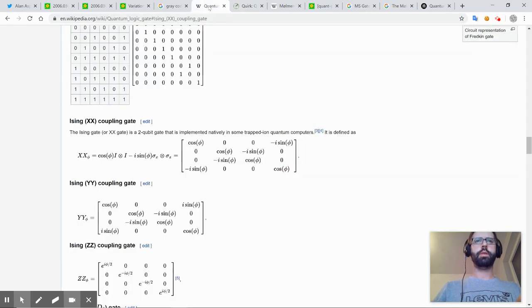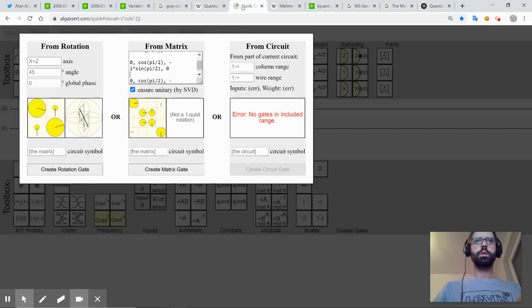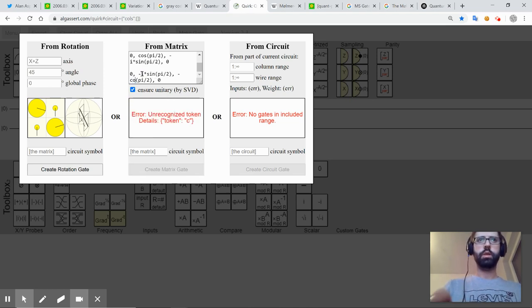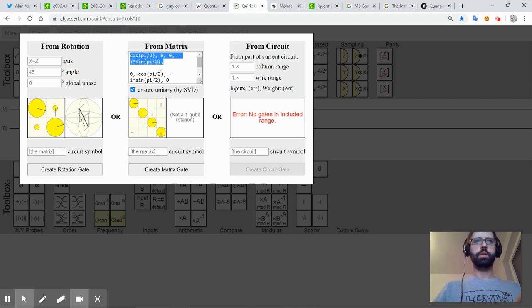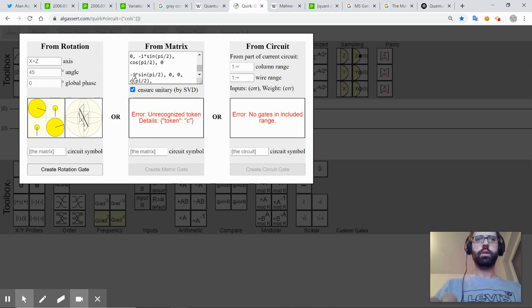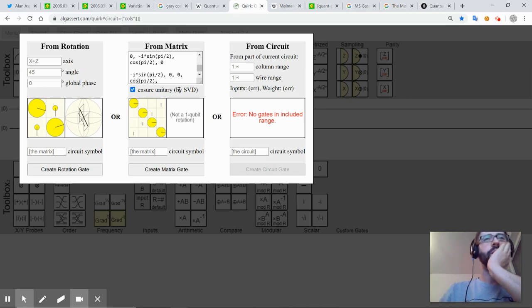And then we have the same thing but flipped, so that's like minus i times sine, and this is sine cosine. And now the last one is this, but minus i times sine, and this is cosine. Okay.